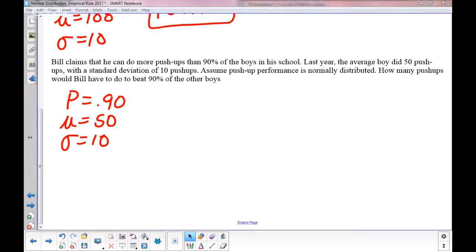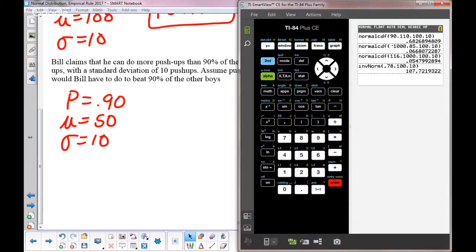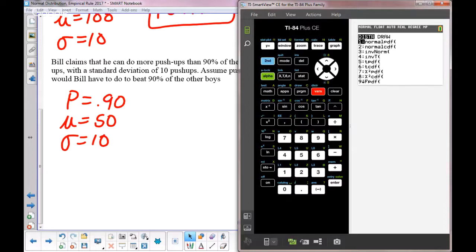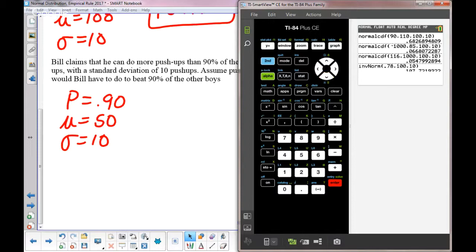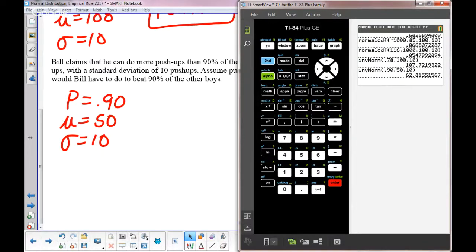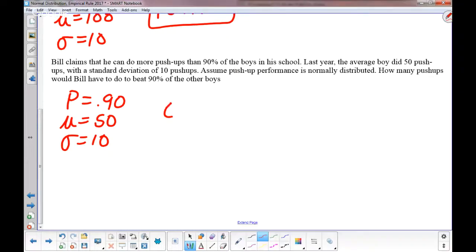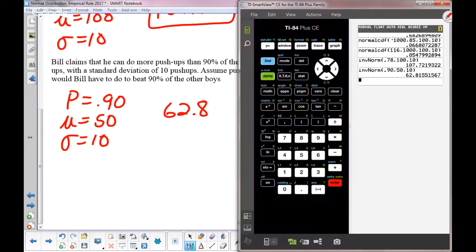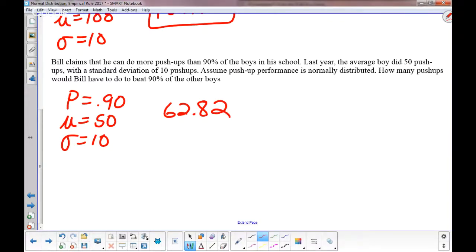On the calculator, do second VARS, number 3, and plug in 0.90. 0.9 is fine. Mean 50, standard deviation still 10. I'm going to keep that there. Paste, enter, and we see it's 62.81, or 62.82. Now, can you do 62.82 push-ups?